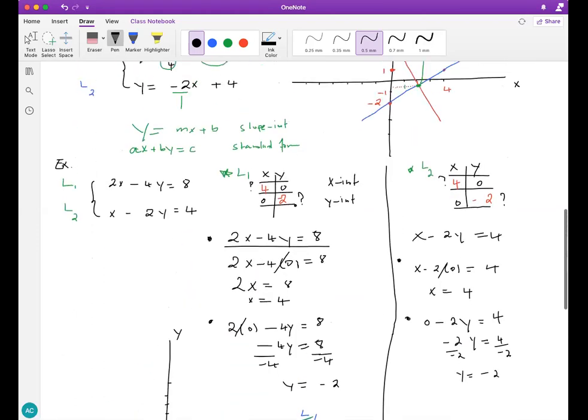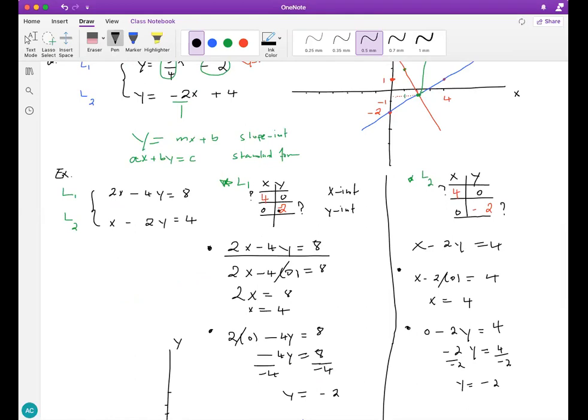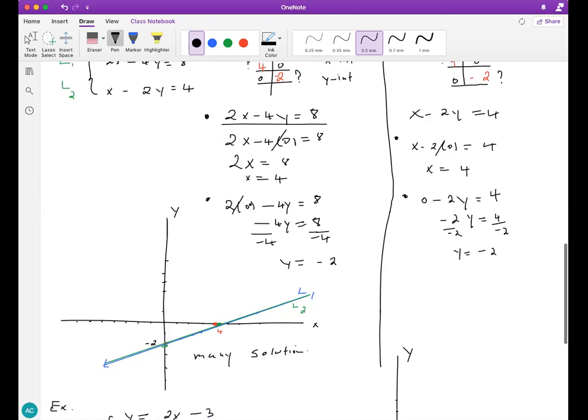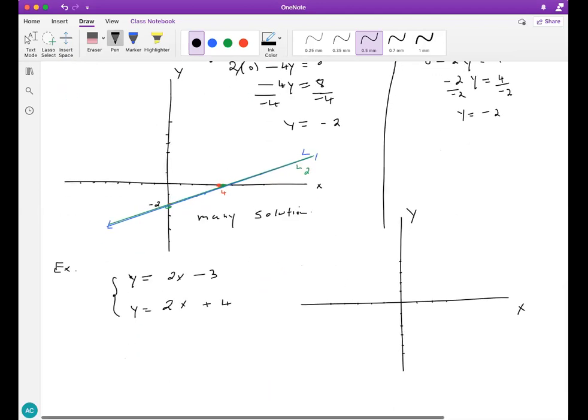How do we graph those? Do we need to use these tables? No, we don't. We're just going to do like we did here: the intercept, the rise and run. Okay, so let's do the first one. Where do you start? Where do you go to graph the first line? So this is line 1, line 2. Let's graph that.